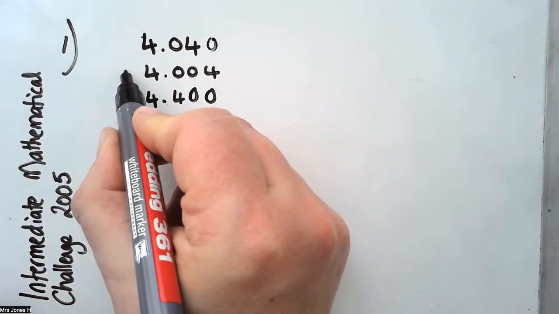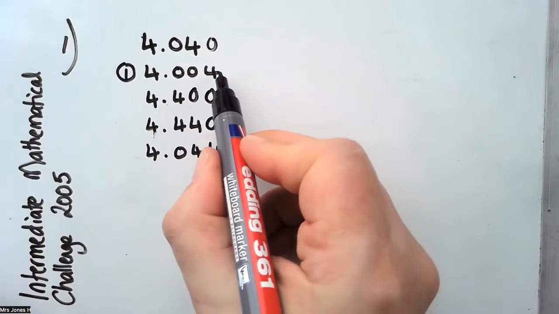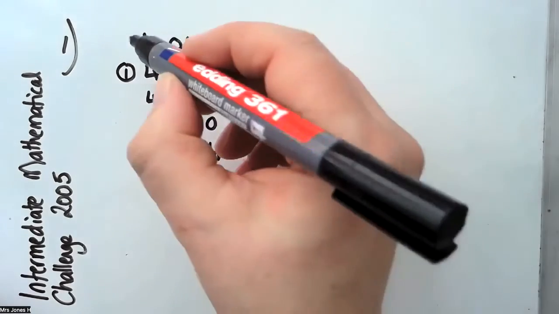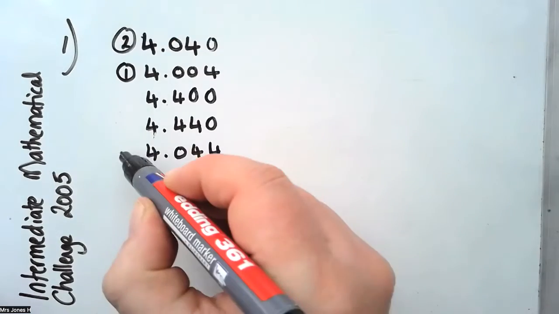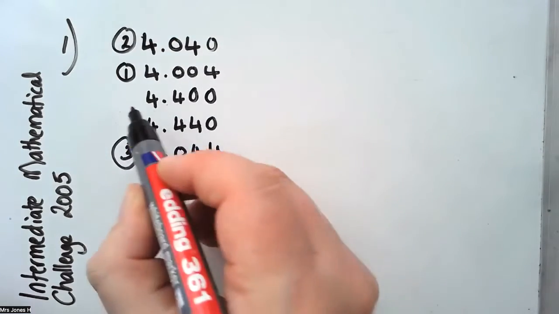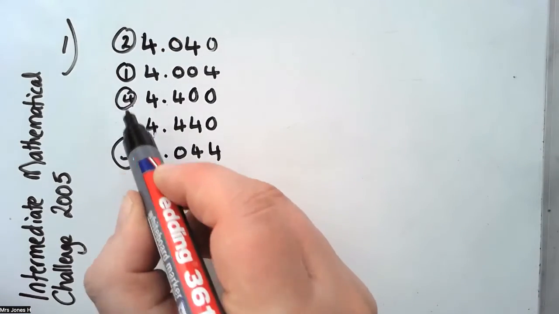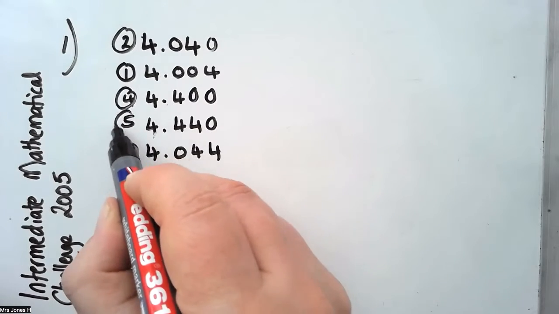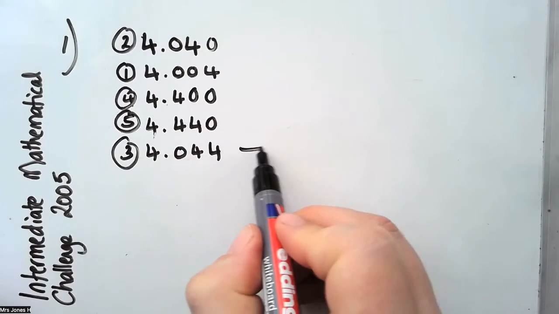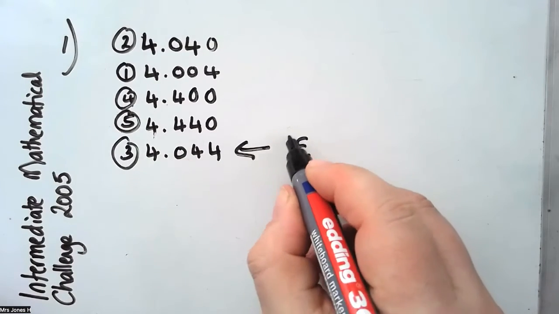So this one is the smallest. Then we come to 40, 44, 400, and 440. Which one's in the middle? Well, it's this one here, and this one is E.